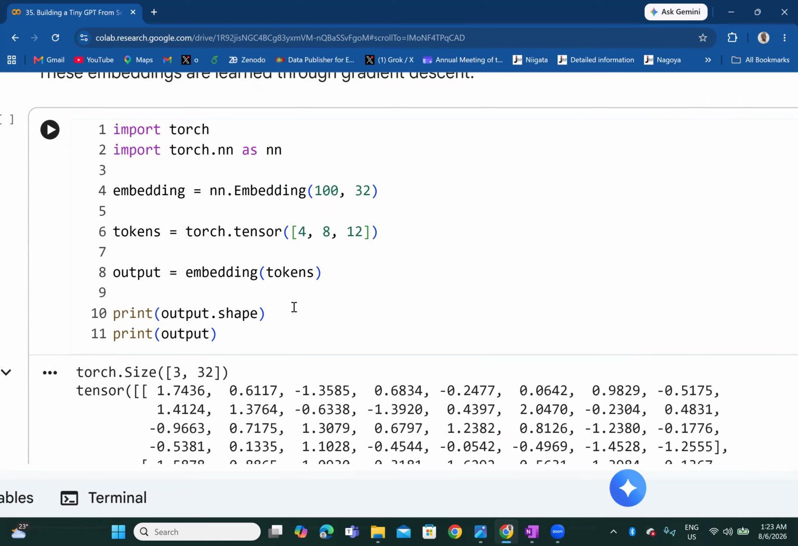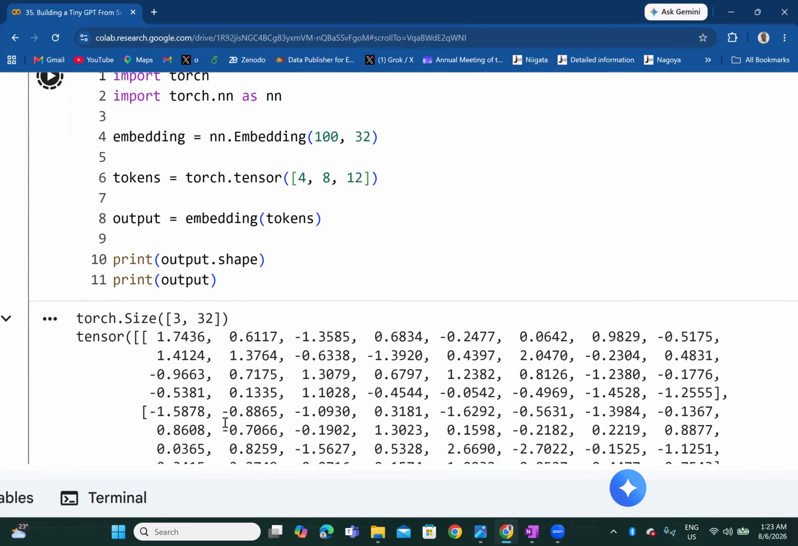So that's 4, 8, 12 here. Each of 4, 8, 12 represents each token, their token ID, so to speak. The output now is the embedding of the token. If you run this now, you get something like this: a 3 by 32. Here the embedding table is 100 by 32, but you have just three tokens, so you have 3 by 32 like that.